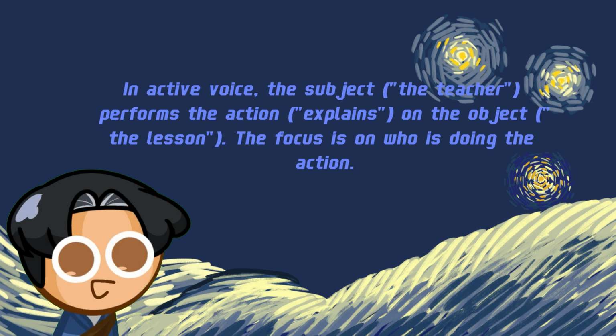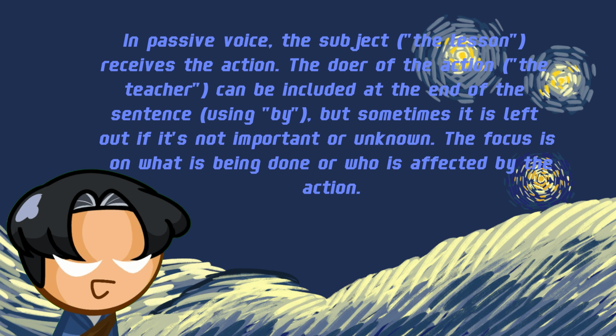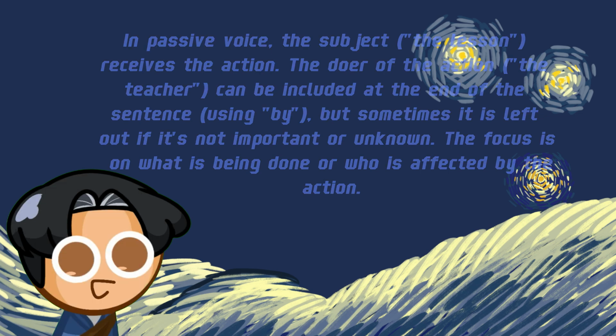In active voice, the subject, the teacher, performs the action, explains, on the object, the lesson. The focus is on who is doing the action. And in passive voice, the subject, the lesson, receives the action. The doer of the action, the teacher, can be included at the end of the sentence using by, but sometimes it is left out if it's not important or unknown. The focus is on what is being done, who is affected by the action.